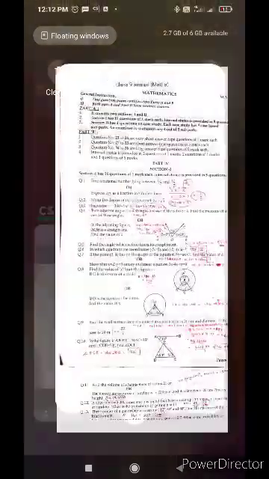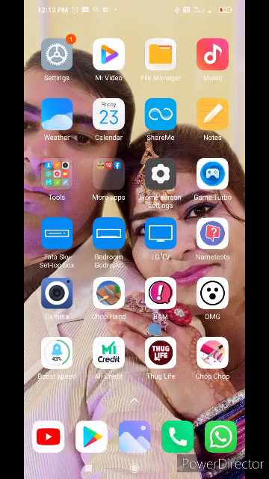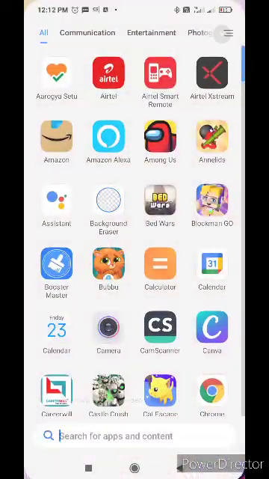Second part of the same question: express 0.3 bar as a fraction in the simplest form. So 0.3 bar can be expressed in the simplest form as follows.